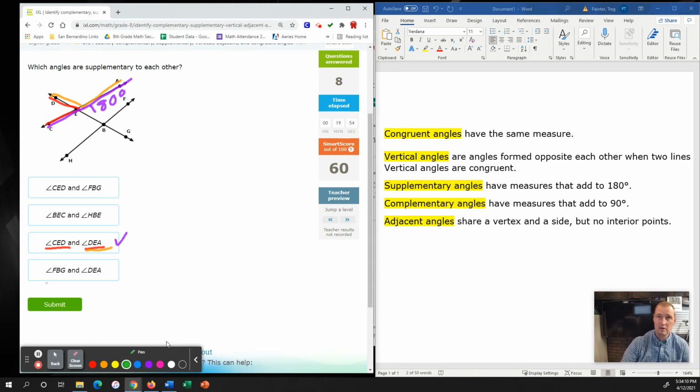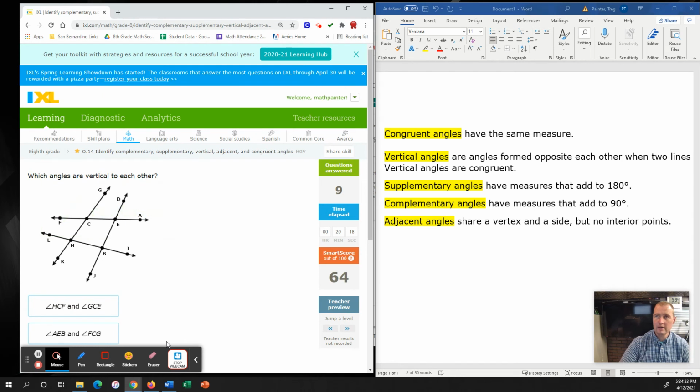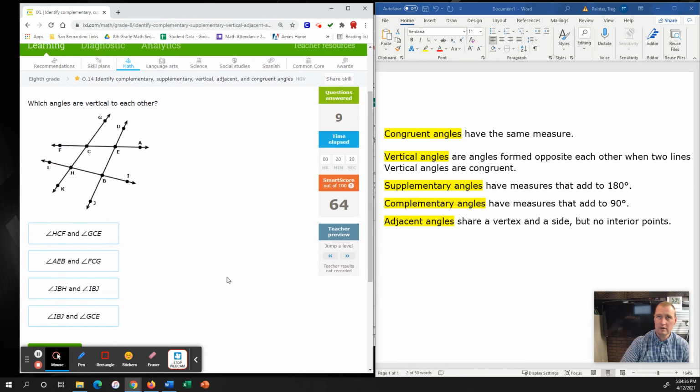And the last one, FBG, FB to G, and they are saying DEA, which is way up here, DEA. No, doesn't work. So therefore, the third one will be our correct solution. All right, 9 questions in, 64.